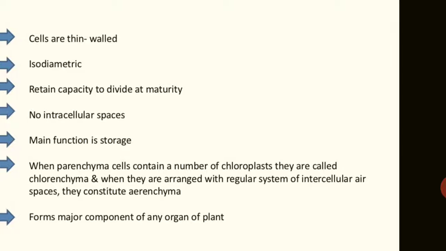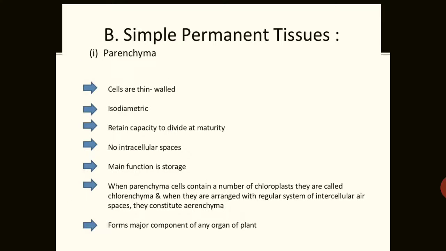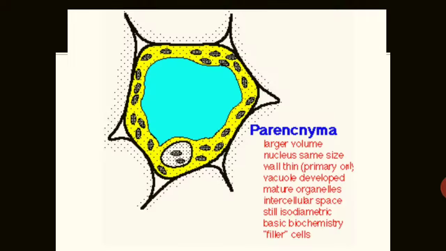and forms a major component of any organ of the plant. So this is the major component, parenchymatous tissues. This is the typical structure of parenchyma tissues, having a larger volume nucleus, same size, and with a very thin primary cell wall. The vacuole is developed, means empty spaces are there, and the cell is still isodiametric, means same diameter is there.